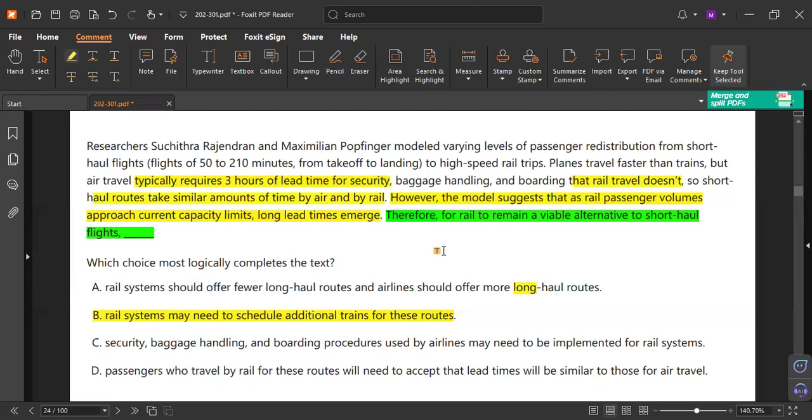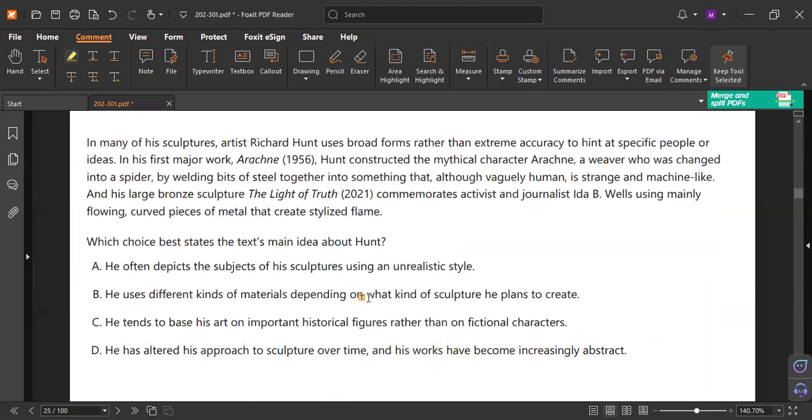You catch it? So we ask you here for the inference. We give you facts, but based on the text only. That's it. So B is the best answer. Let's try the next. If you're at home, okay.